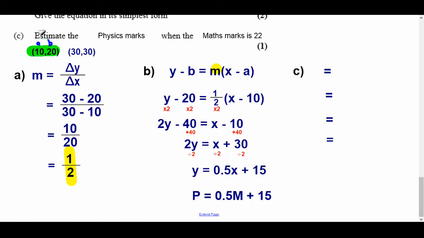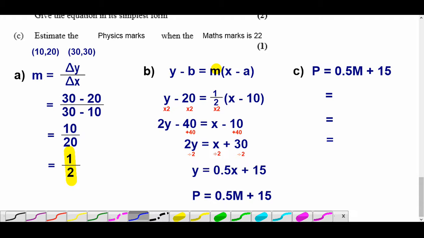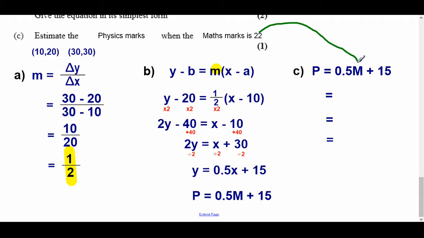Right, the final question says estimate the physics mark when the maths mark is 22. So I'm going to use this formula that I just got here. We're basically saying that the maths mark is 22, so I'm going to put the 22 right in there to work out the physics mark. It's kind of a formula to work out physics, isn't it, if you know the maths mark. So 0.5 times 22, and then you add on the 15. So you're just halving 22, basically. Adding on the 15, 26 to finish.